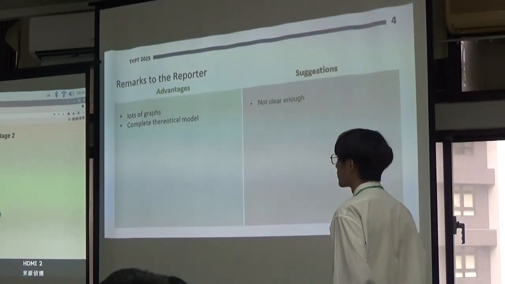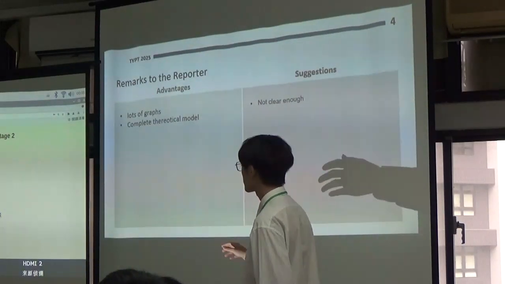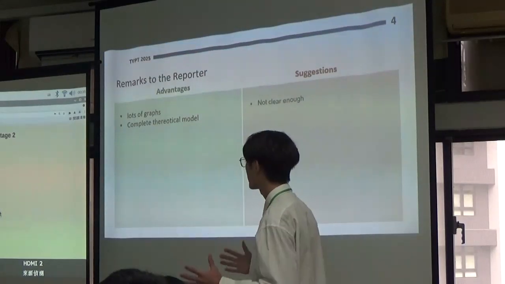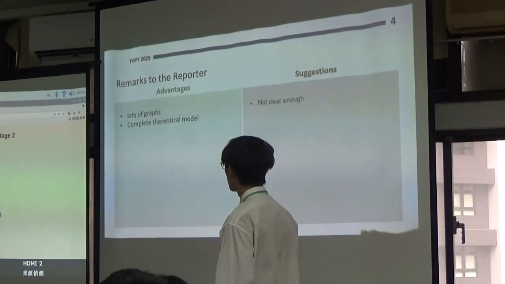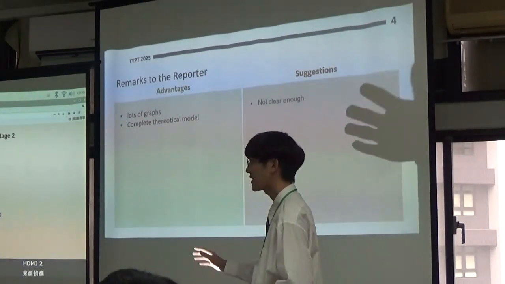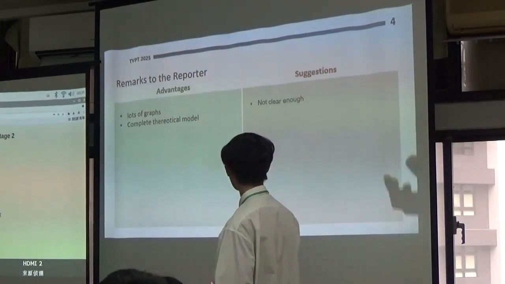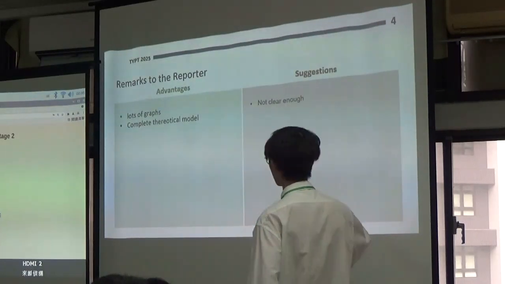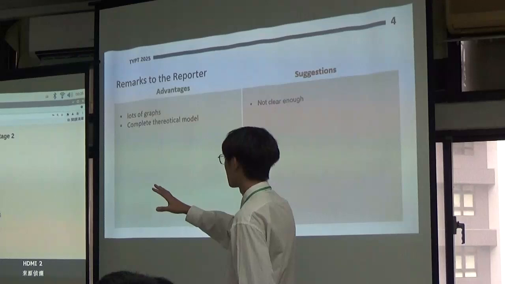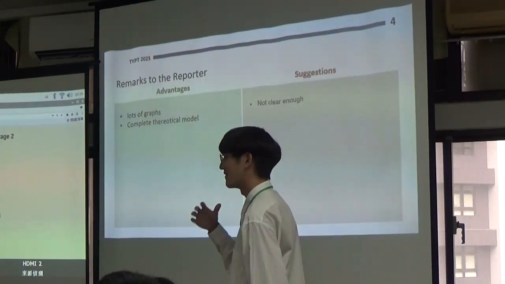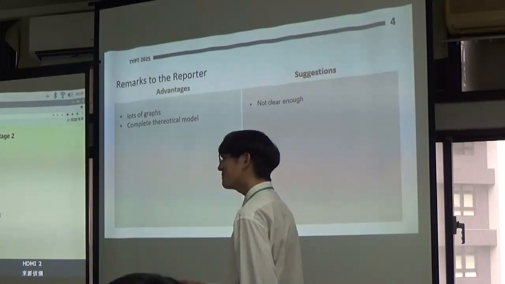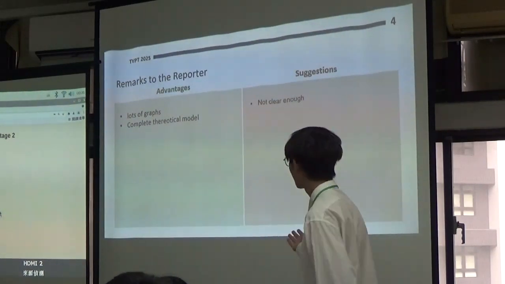Now there are some remarks to the reporter. There's an advantage that they provide a lot of graphs that are pretty clear. It is very clear and can show the whole experiment. And they have completely theoretical models that can explain this chaos. But there is a suggestion that some of them are not clear enough because the words are not visible from this place. So I think that you can make it bigger. Yeah, that's it.